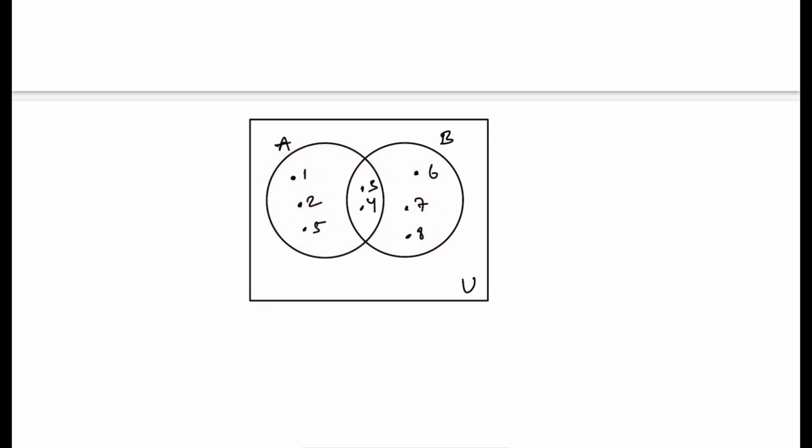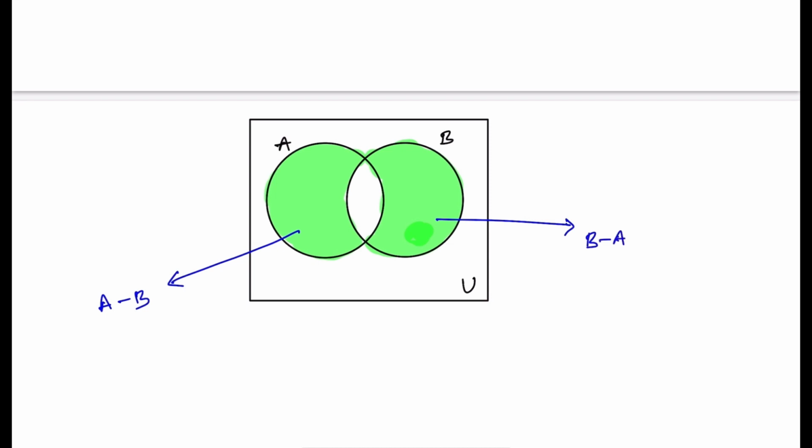So I will simply shade the region, and I will remove the elements. This is the region for A minus B and this is the region for B minus A. So this is the Venn diagram for A minus B and B minus A.